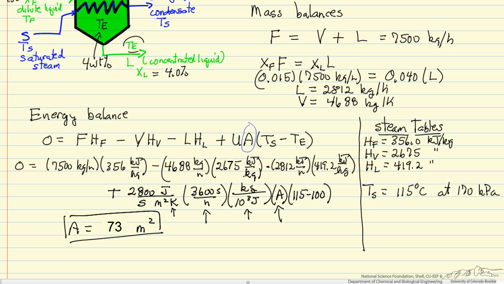Certainly, 2 significant figures is probably more than we can justify because we made a number of assumptions. And one of the big assumptions that affects things is the fact that the temperature difference here is going to affect the heat transfer area a lot. This temperature is going to be higher for a 4% solution, so the temperature difference is less. The heat transfer area would have to be more.